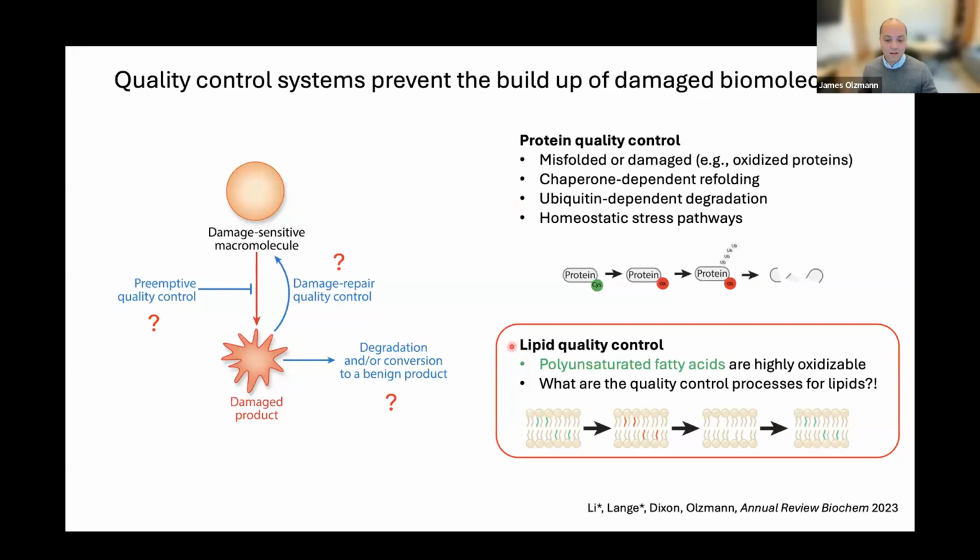Now, our lab is very interested in lipid quality control, and I think we can think of it in similar concepts, that lipids also can be damaged. For example, we know that polyunsaturated fatty acids are prone to oxidation, and we're interested in the quality control processes for these lipids. How could this be suppressed? How could this damage be repaired? And in some cases, how could this damage perhaps be degraded or converted into benign products?